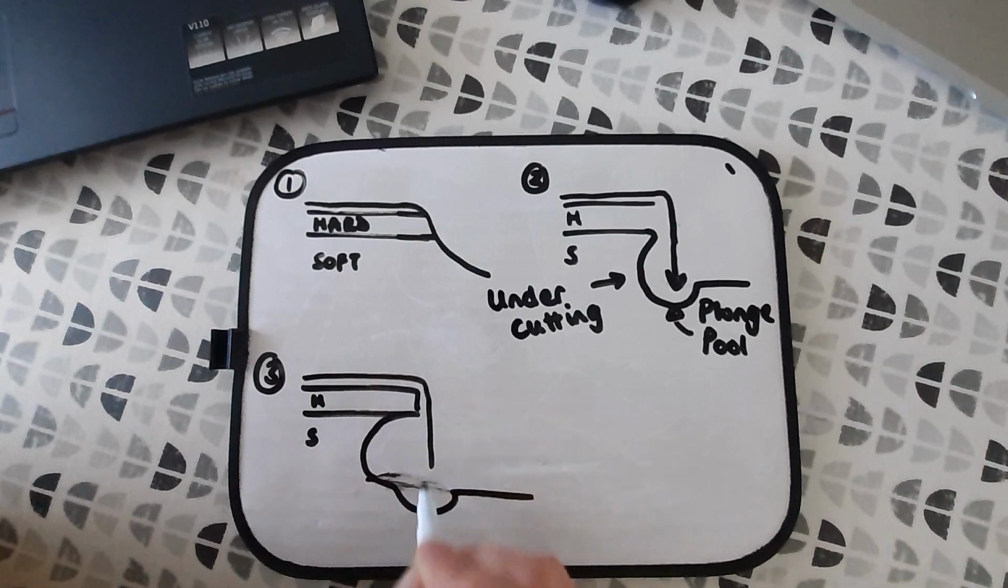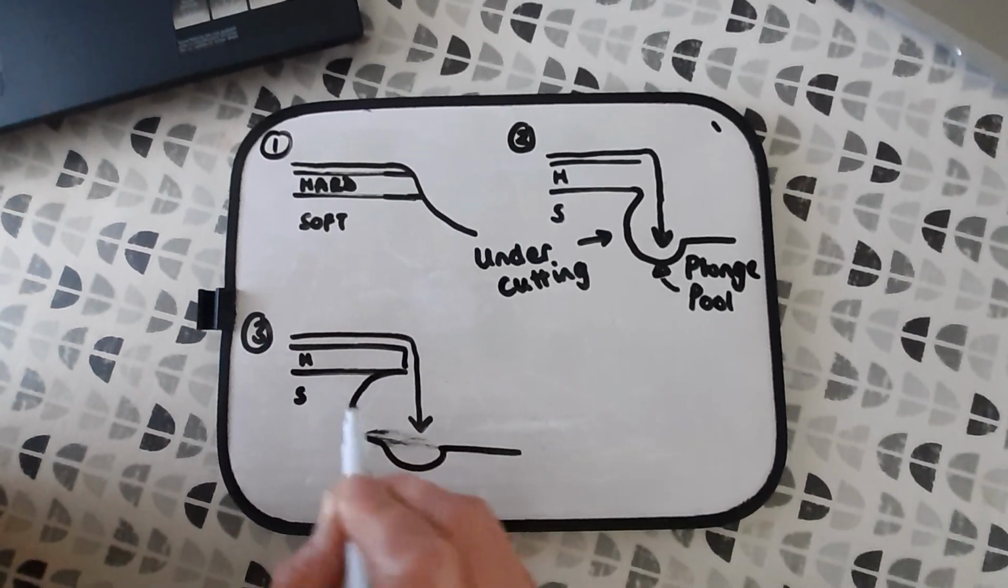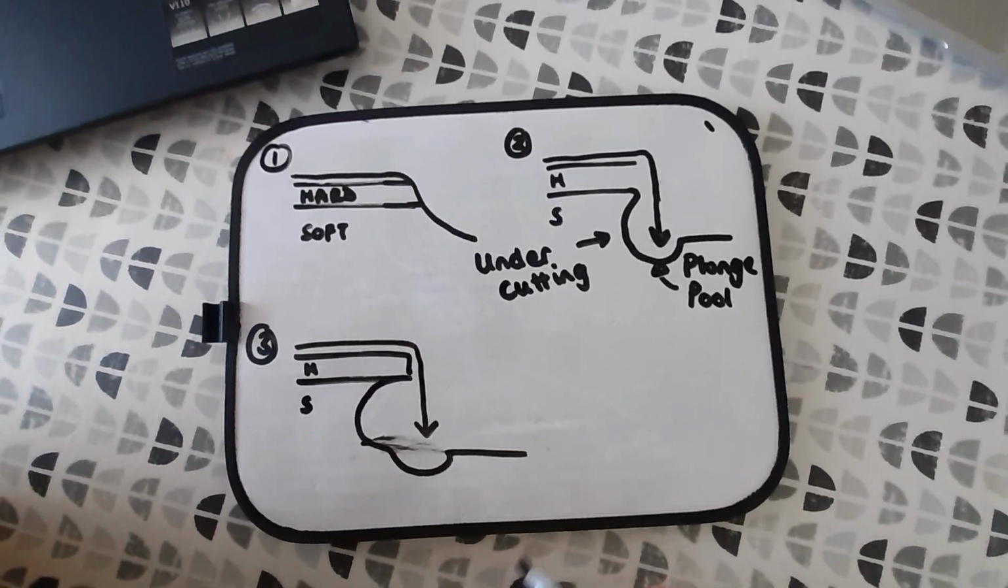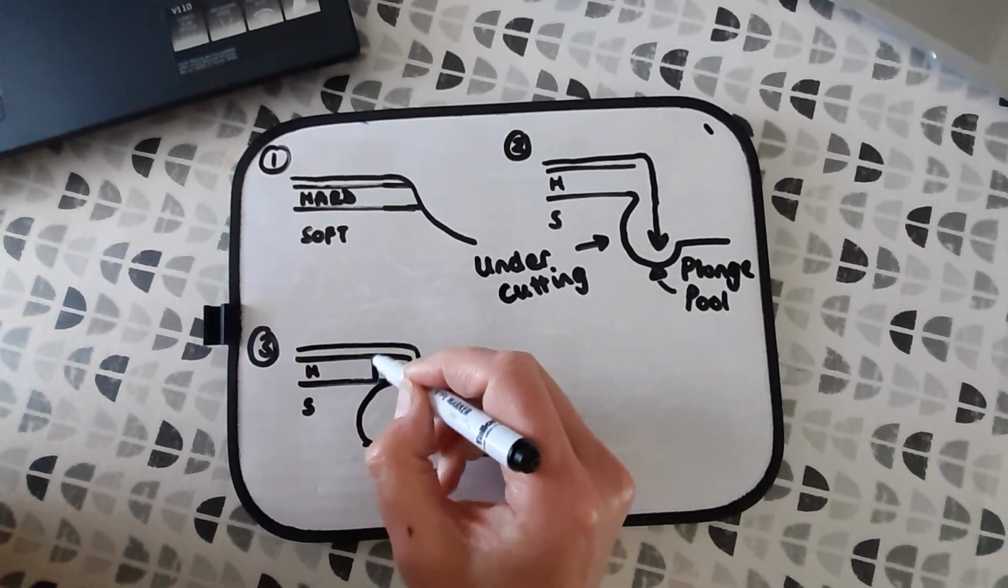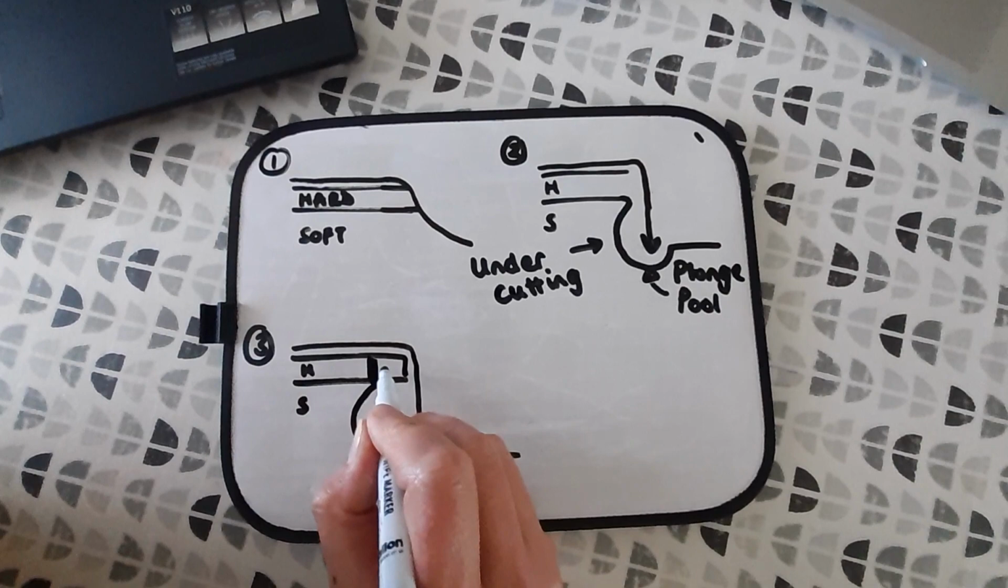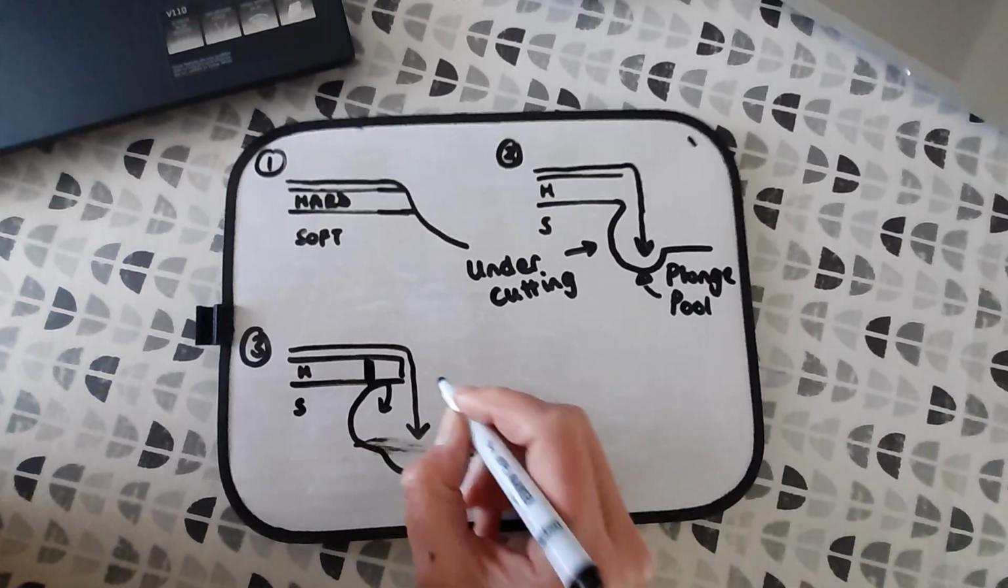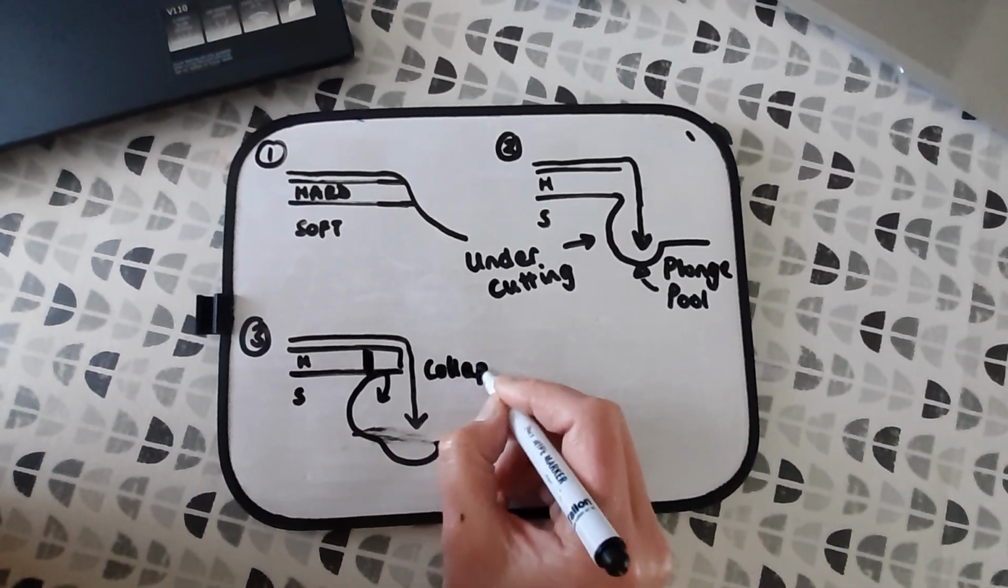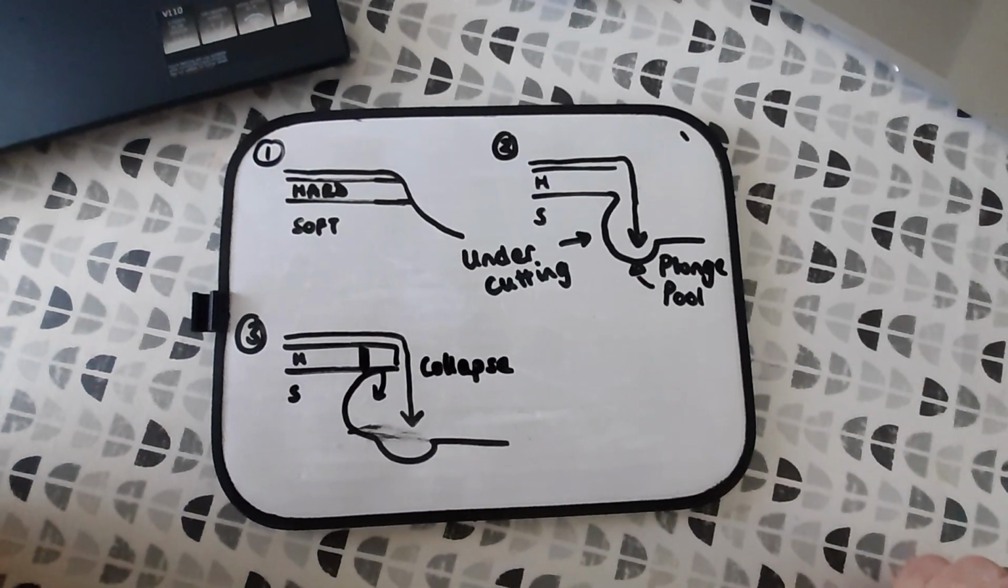Got the river here. This cave has become bigger. The plunge pool has become bigger. And eventually, this bit of hard rock here can't be supported anymore. This becomes too heavy and it collapses. And we get a collapse happening.